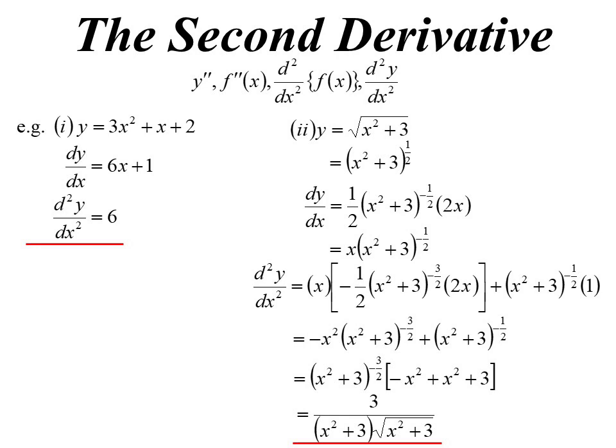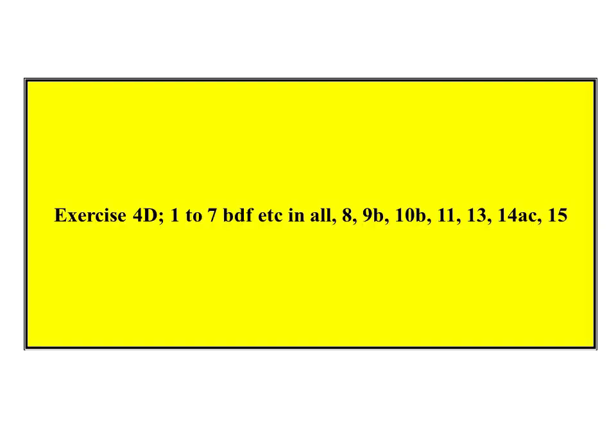So our first example, a very, very simple one, where we just differentiate very quickly. Second one, more involved. We've got to use our different rules. But I guess at the end of the day, what we're talking about here is we just differentiate again. That's all we do for the second derivative. So that's our second derivative.